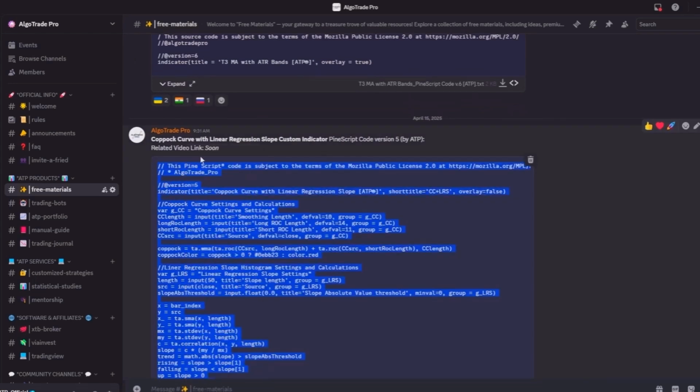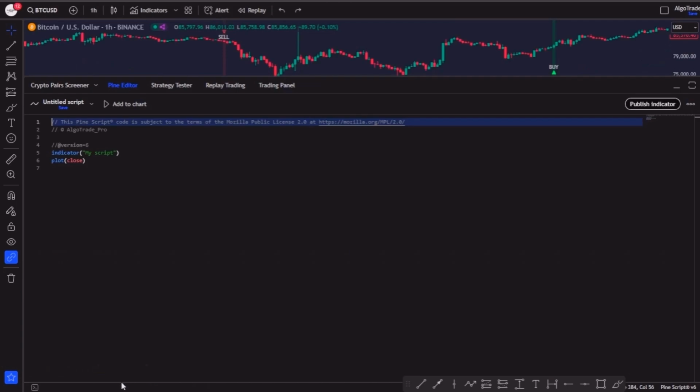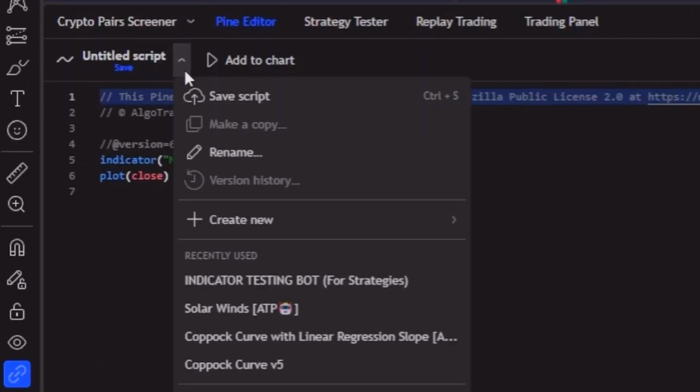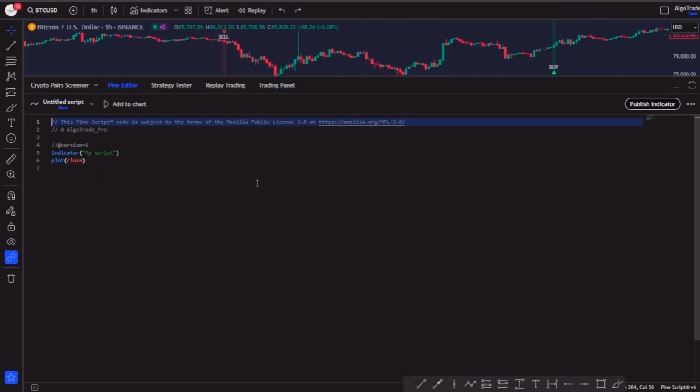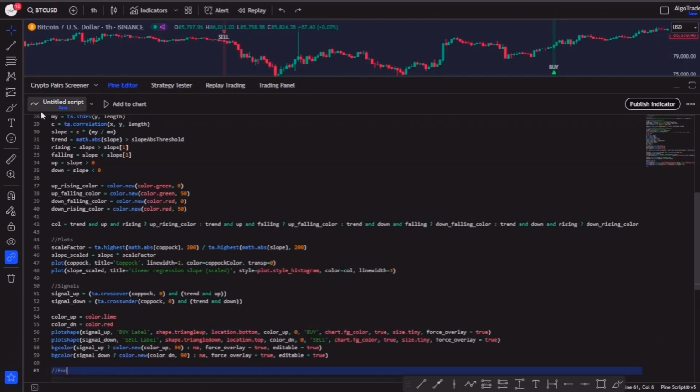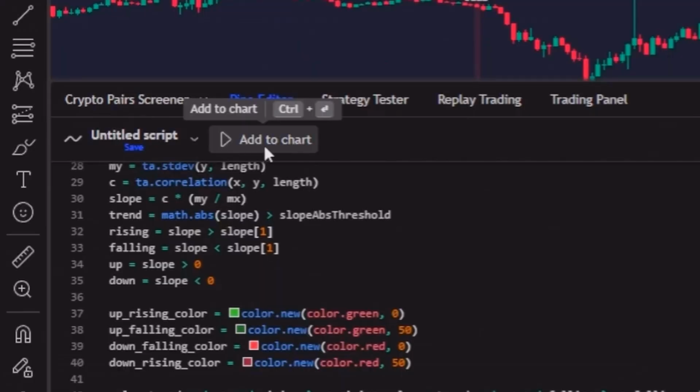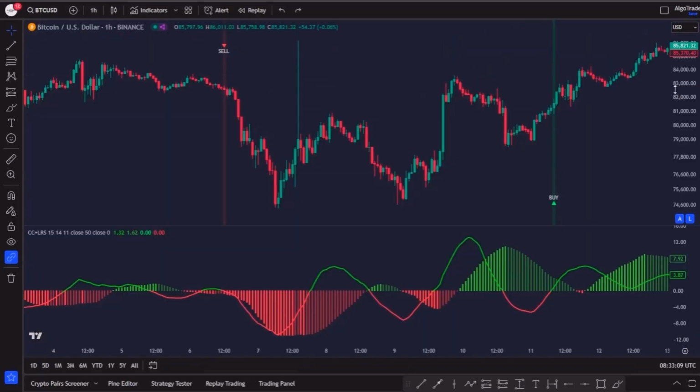Open up the note, copy the code, and then on TradingView, click on the Pine editor, then on this arrow, create new indicator, paste the code and save it. Finally, click on the add to chart option and that's it.